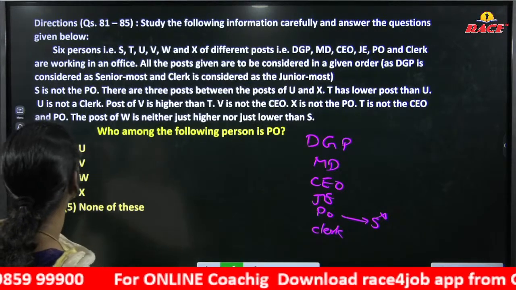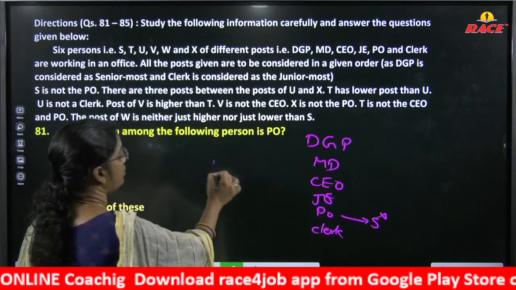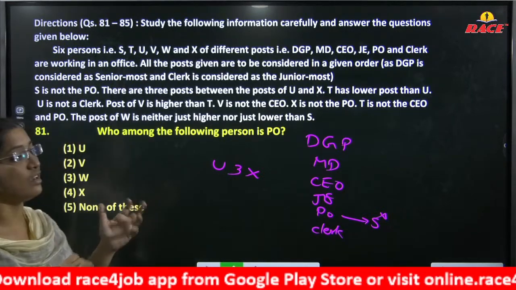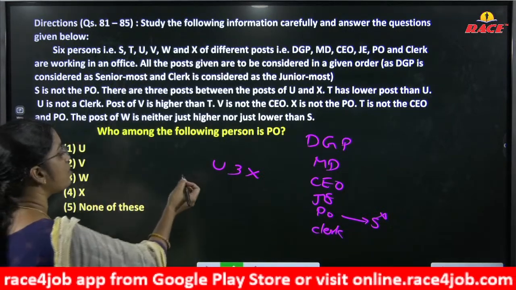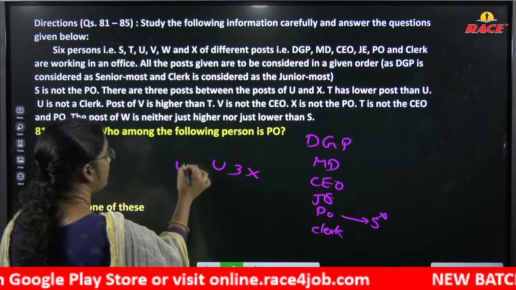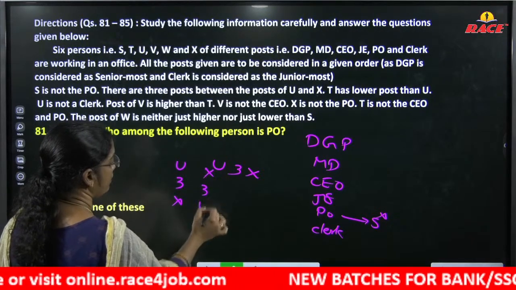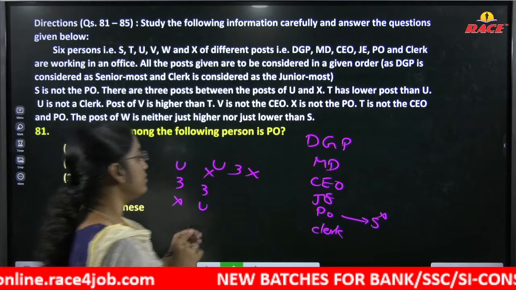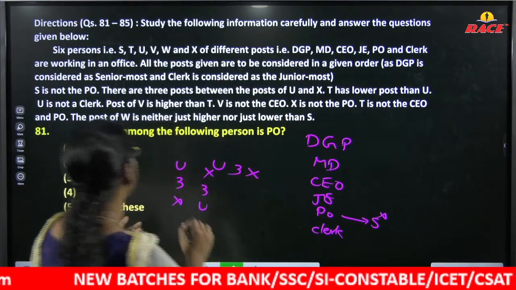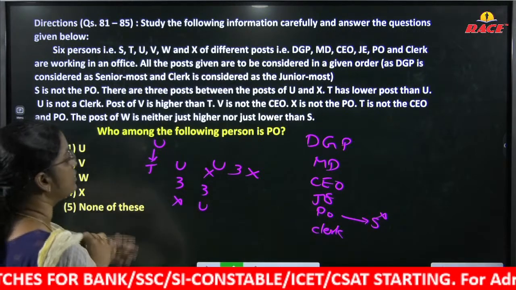Then next one, there are 3 posts between the posts of U and X. In between U and X, we are having 3 posts. Three members are there in between U and X, but we don't know whether U is above X or below X. That means we are getting 2 chances to place this arrangement, X 3 U. Then next information, T has a lower post than U. This is also one condition.